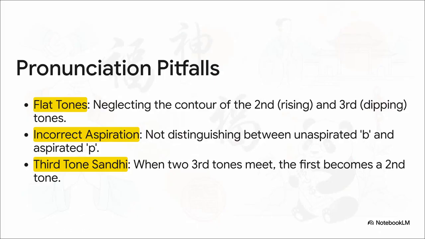Okay, I want to give you a heads up on 3 common traps that students fall into. First, flat tones. You've got to make sure your rising tones really rise and your dipping tones really dip. Second is aspiration, that little puff of air. The P sound versus the B sound, for example. They sound similar, but that puff of air makes all the difference. And third, there's a rule called tone sandhi. The classic example is nǐ hǎo. Nǐ is third tone, hǎo is third tone, but you never say them that way. The first one changes to a rising second tone, so it becomes ní hǎo. If you can get a handle on these 3 things, your pronunciation will improve dramatically.